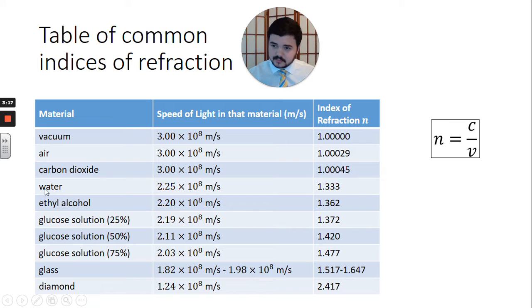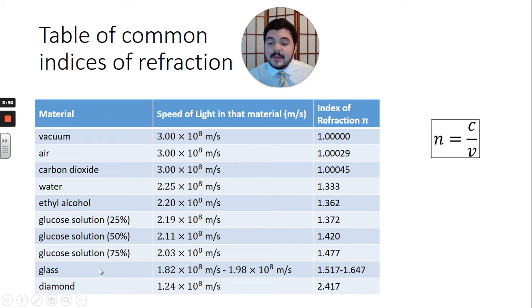Moving down, when light is moving through water, it only moves at a speed of 2.25 times 10 to the 8 meters per second. And if you take the ratio of c divided by 2.25 times 10 to the 8 meters per second, you end up with the ratio of 1.33. So that's our index of refraction for water. Got some other solutions here. Glass, we can see, has an index of refraction of around 1.5, sometimes 1.6, depending on the glass. So you get a range of speeds for glass.